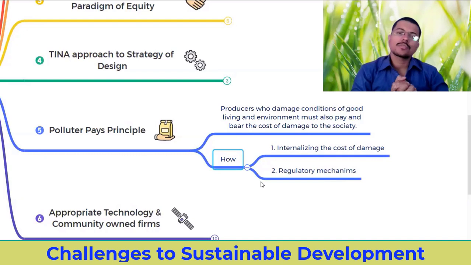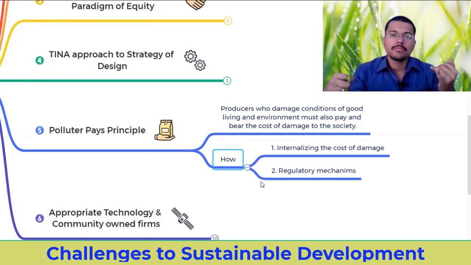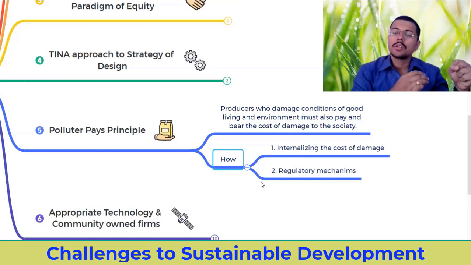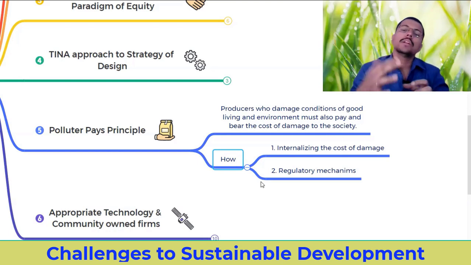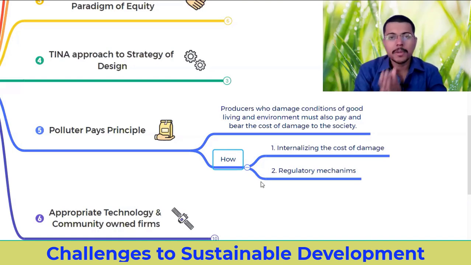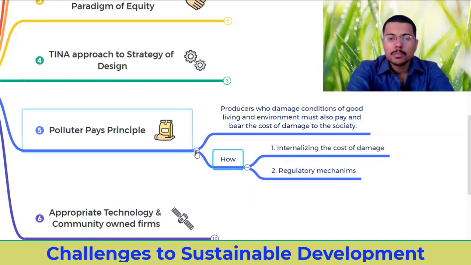First is internalizing the cost of damage. If a producer is producing, let's say, wastewater, then the wastewater has to be treated by the producer itself, right? And second, through regulatory mechanisms. We may know that there is a lot of pollution in those industries, so we will not allow any more industries to operate in that vicinity, or we will mandate standards to control the polluted water coming from the industry. The standards will be measured and monitored. So it can be done both ways.